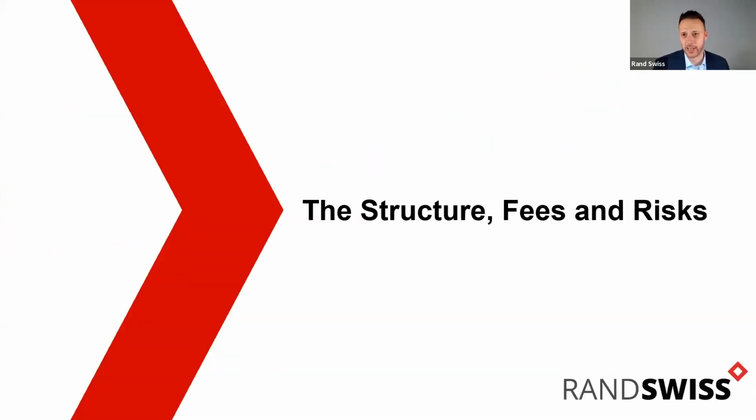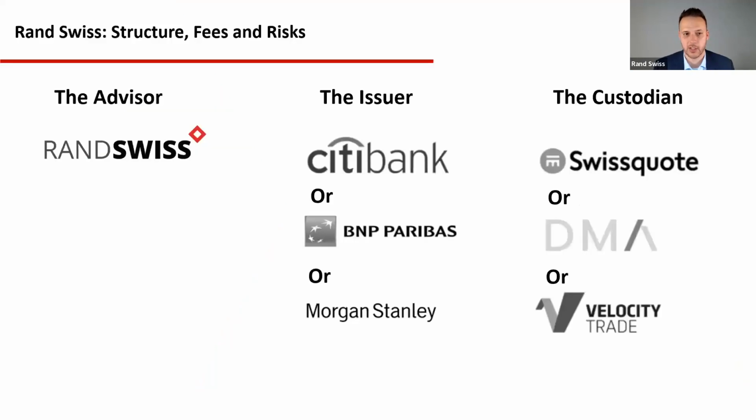So now, you've kind of understood the payoff profile. You've understood what it's done historically. You've understood, hopefully, why we've selected it this time, why we've created the product as we have. So now let's look at the structure, the fees, and the risks around the product. So the structure of the product, just to start with, there's a couple of different parties when it comes to products like this. So the first is the advisor. So we sit as the advisor to this product. So we have created this product.